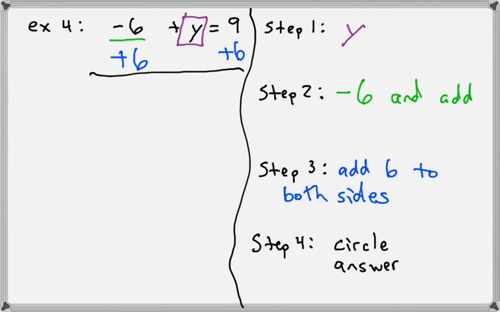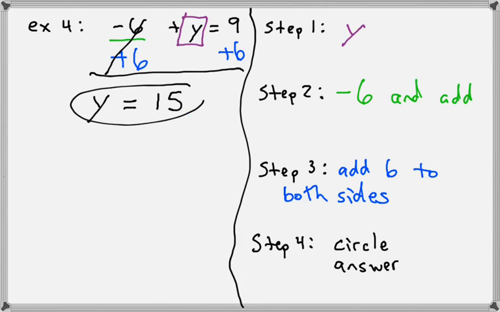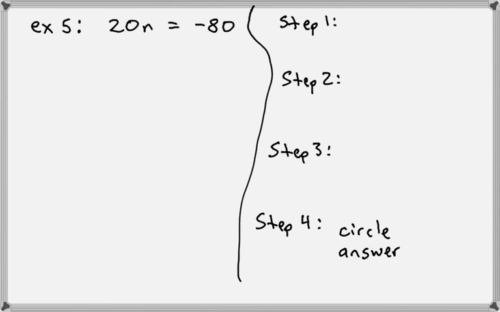Minus 6 and plus 6 cancels out, leaving us with just y on the left like we wanted. And 9 plus 6 is going to give us 15. Circle our final answer. Let's look at another example.